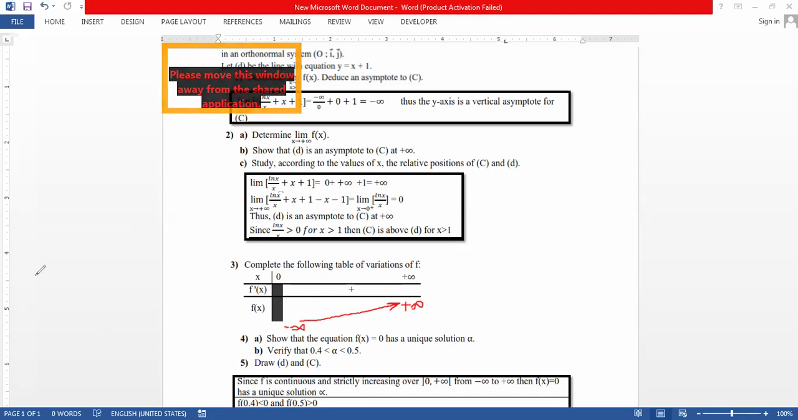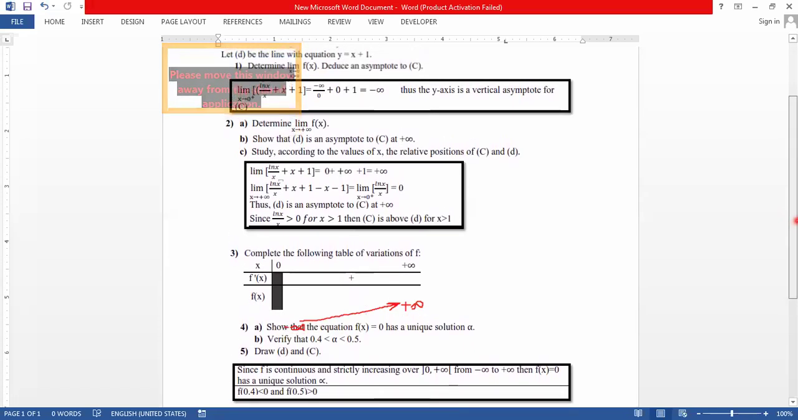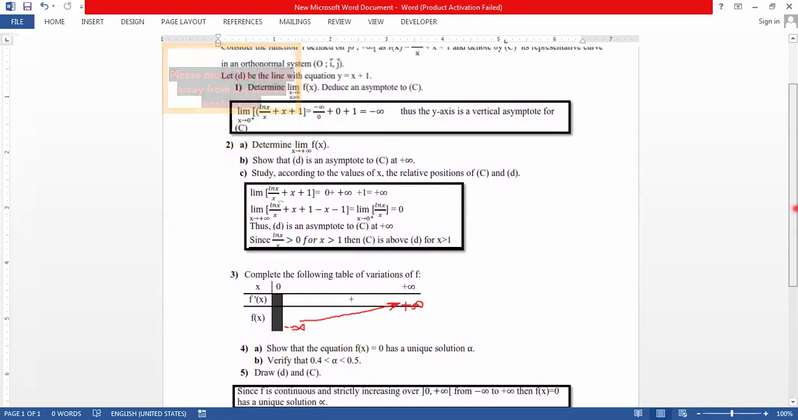and the related question as usual. You need to show that the equation f of x equals 0 has a unique solution, and then verify that this solution is between 0.4 and 0.5. These are two related parts. That's why they every time come together. How do we answer?